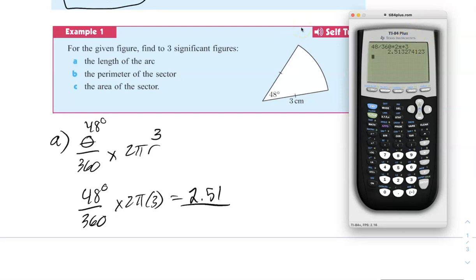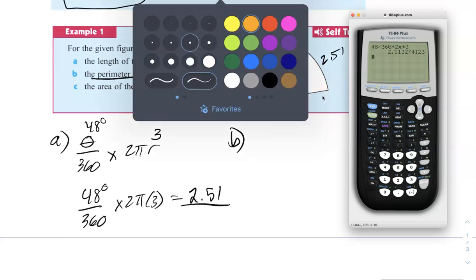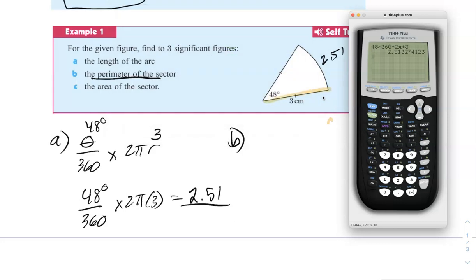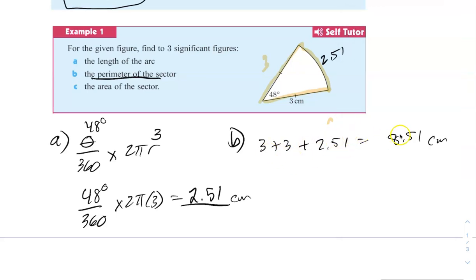B, let's find the perimeter of the sector now. Well, the perimeter is the arc length, which right here is 2.51, plus this radius here, so it's that side 3, plus that arc there, 2.51, plus this side, which is also 3. So it's 3 plus 2.51 plus 3. That is 8.51 centimeters.